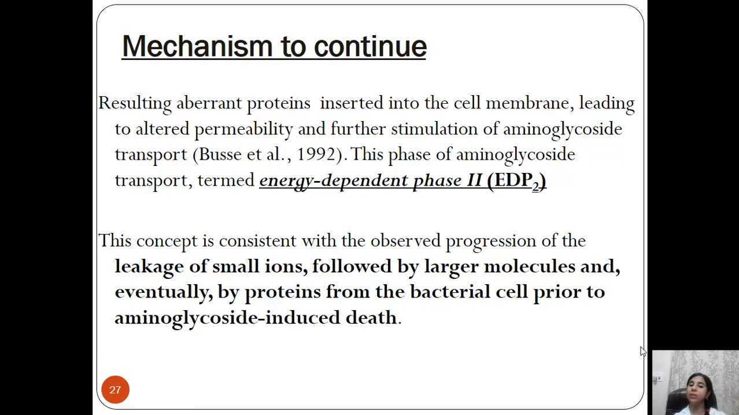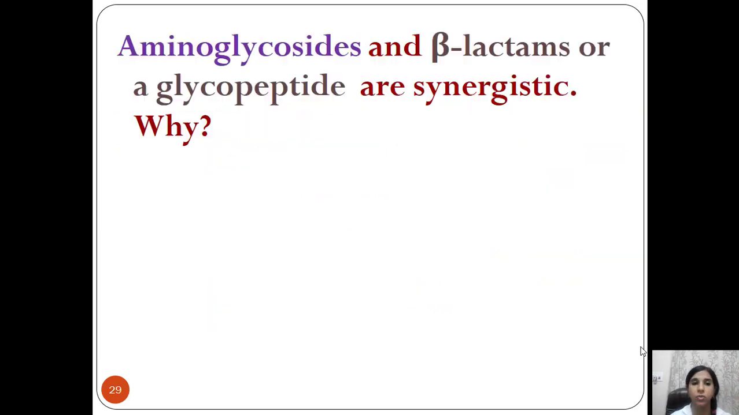This concept is consistent with the observed progression of the leakage of small ions, because now the cell membrane has lost its permeability, followed by larger molecules which leak out of the cell, followed eventually by proteins from the bacterial cell prior to aminoglycoside-induced death.